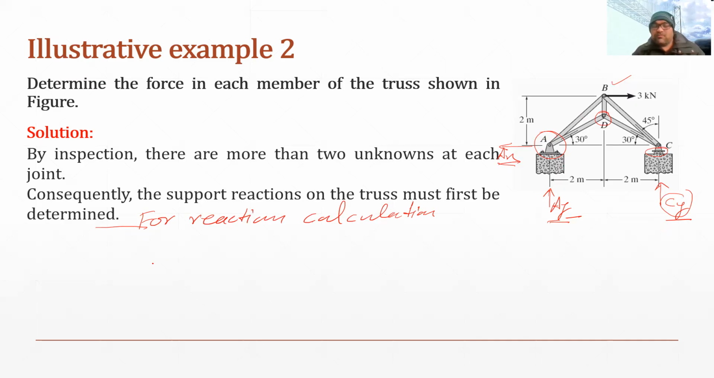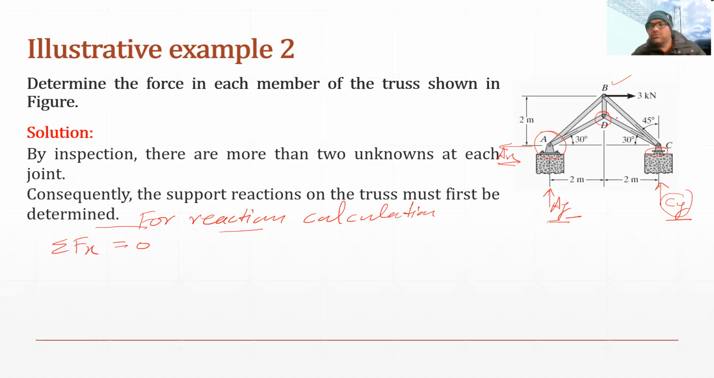While calculating the reactions, we are allowed to use three equations of equilibrium: summation of Fx, summation of Fy, and summation of M. For just calculating the reactions, we can use three equations, just like we did in the case of the beam. The first equation is summation of Fx equals 0. It means the sum of all the horizontal forces should be equal to 0.